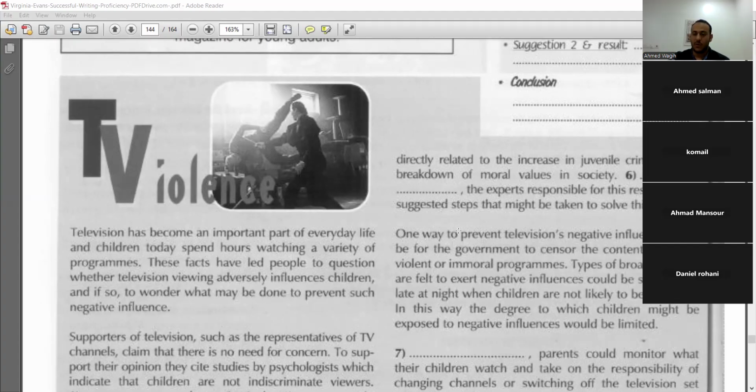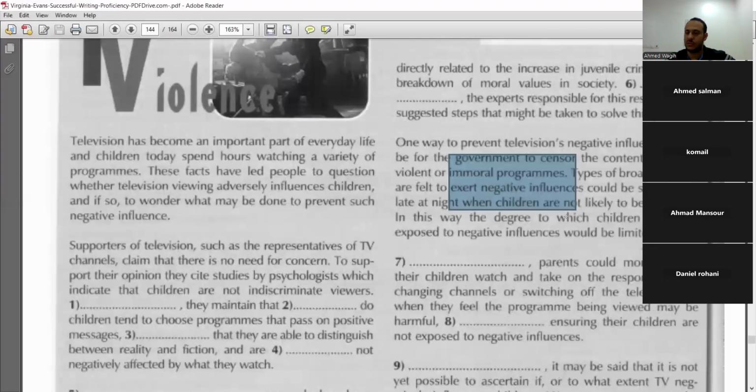What are the steps? One way to prevent television's negative influence would be for the government to censor the content. So if there is censorship, you know the meaning of censorship, or to censor, to watch the content of certain violent and immoral programs. Types of broadcasts that are felt to exert negative influence could be shown only late at night when children are not likely to be watching. In this way, the degree to which children might be exposed to negative influence would be limited. This is one suggestion. What else?